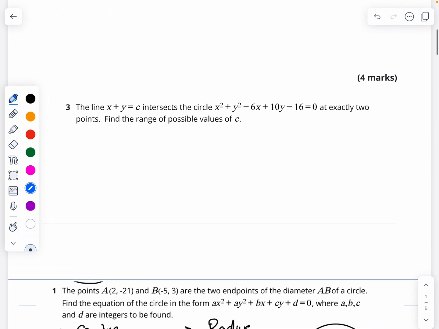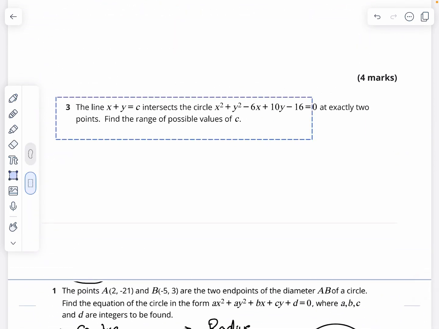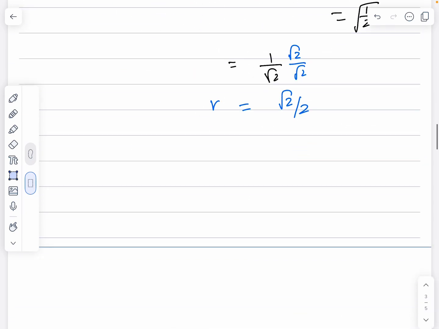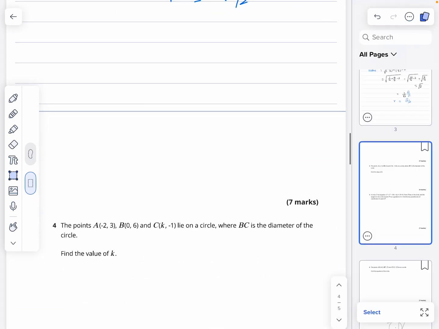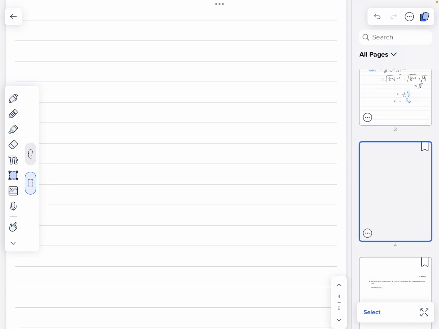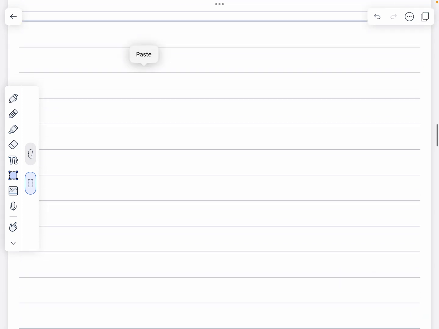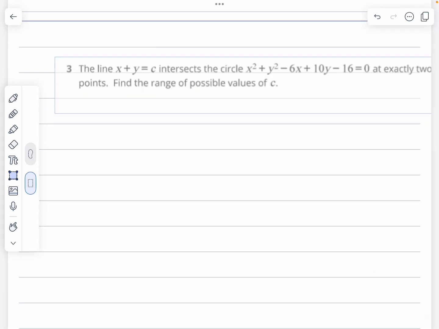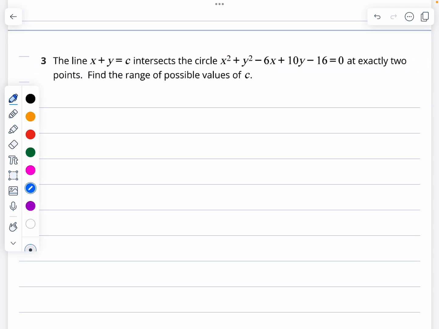Now coming to question number 3. What is this question number 3? Let me again add a page over there and start this question number 3. The line x plus y equals to c intersects the circle exactly at 2 points. Find the possible range of the values.